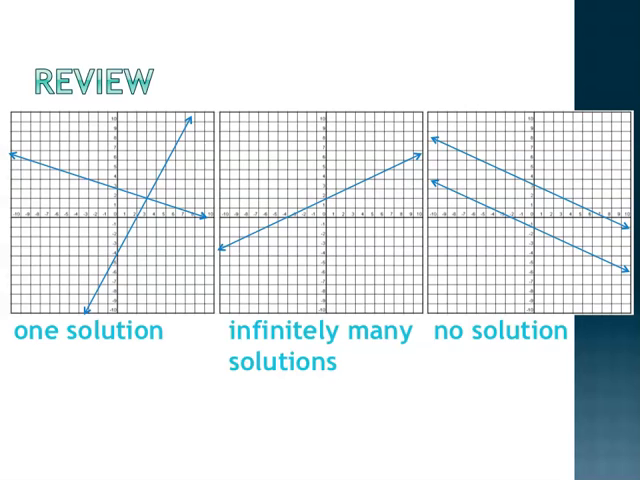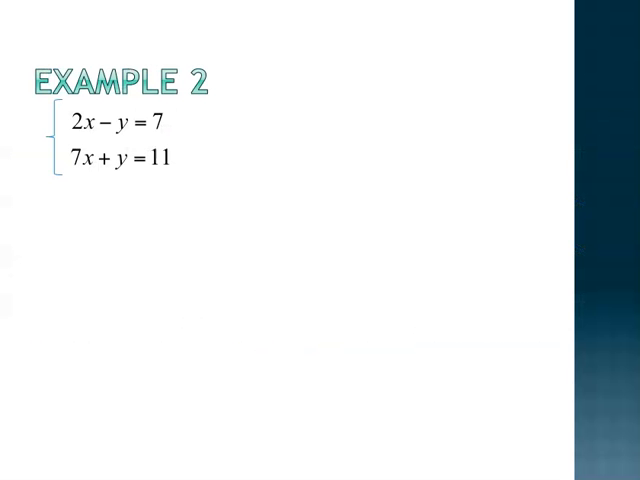Now let's take a look at how we have solved systems of equations in the past without graphing, just algebraically. So say we have here 2x minus y equals 7 and 7x plus y equals 11. So one method that you may remember using is the method of substitution. In substitution, you want to pick one of the equations, solve for one of the variables, and then substitute that variable in the second equation.